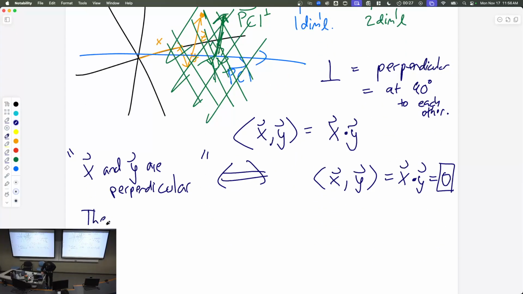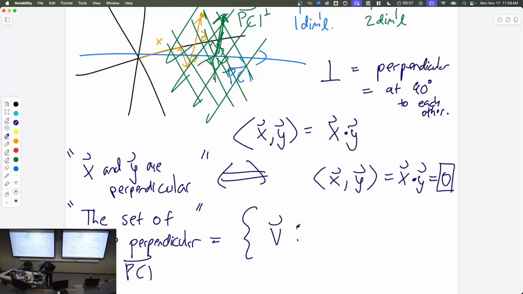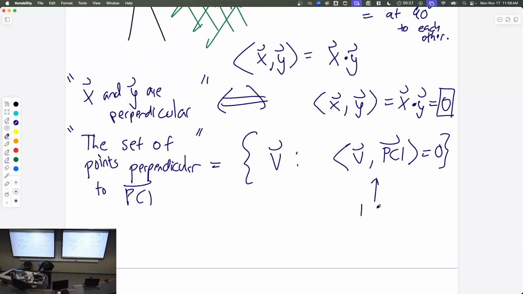So the set of points perpendicular to PC1, you could write this as the set of all vectors v where the inner product of v and PC1 equals 0. This is one equation, and these are vectors in n-dimensional space, so you have n unknowns. So what is the dimension of the space where you have n unknowns and one equation? It is n-1 dimensional space. So this is why this is PC1 perp, and this is n-1 dimensional space.